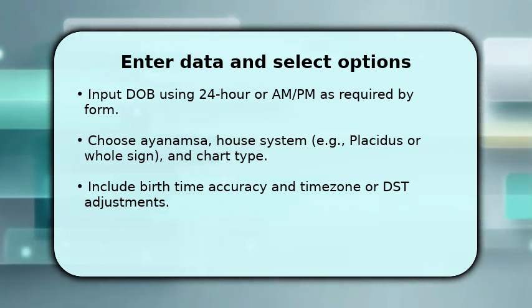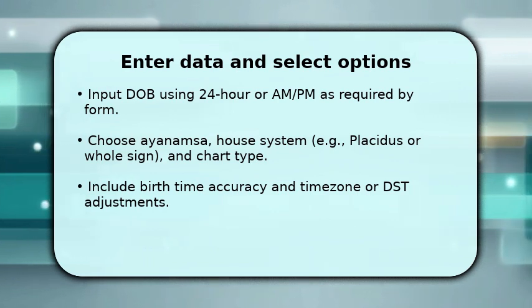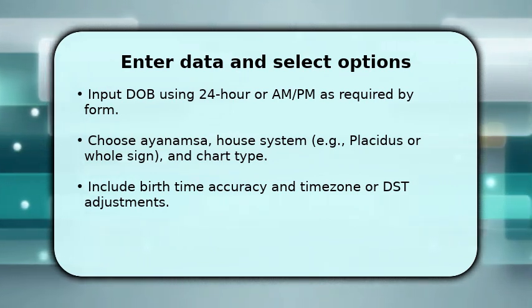Once options are set, review them. Small toggles change planetary positions. If you need advanced analysis, enable detailed divisional charts or Varga charts before generating the result.